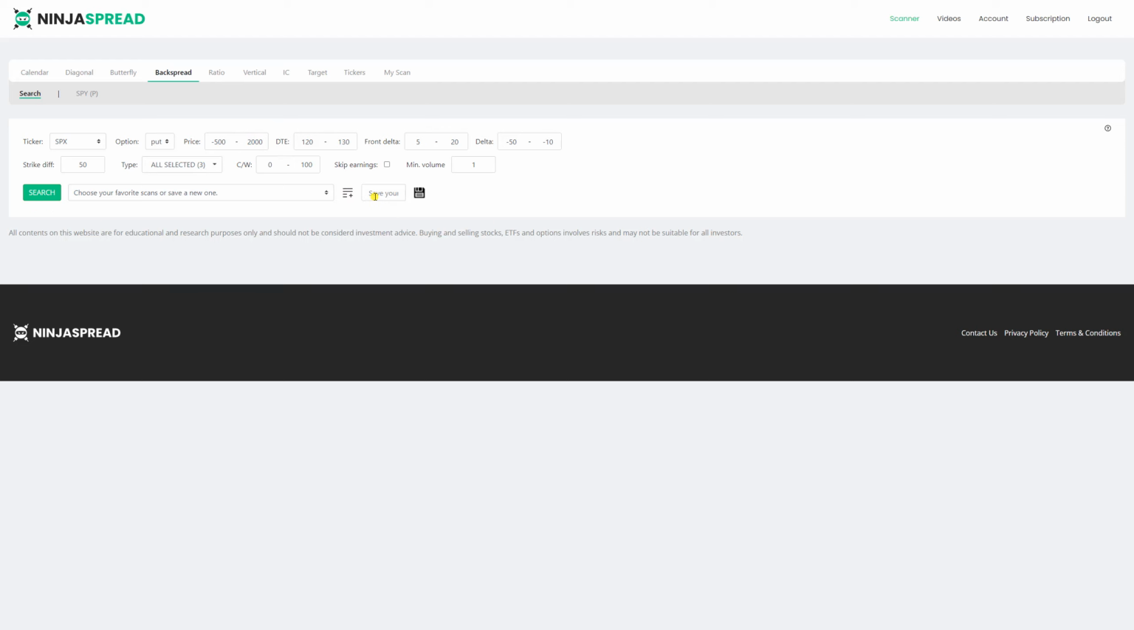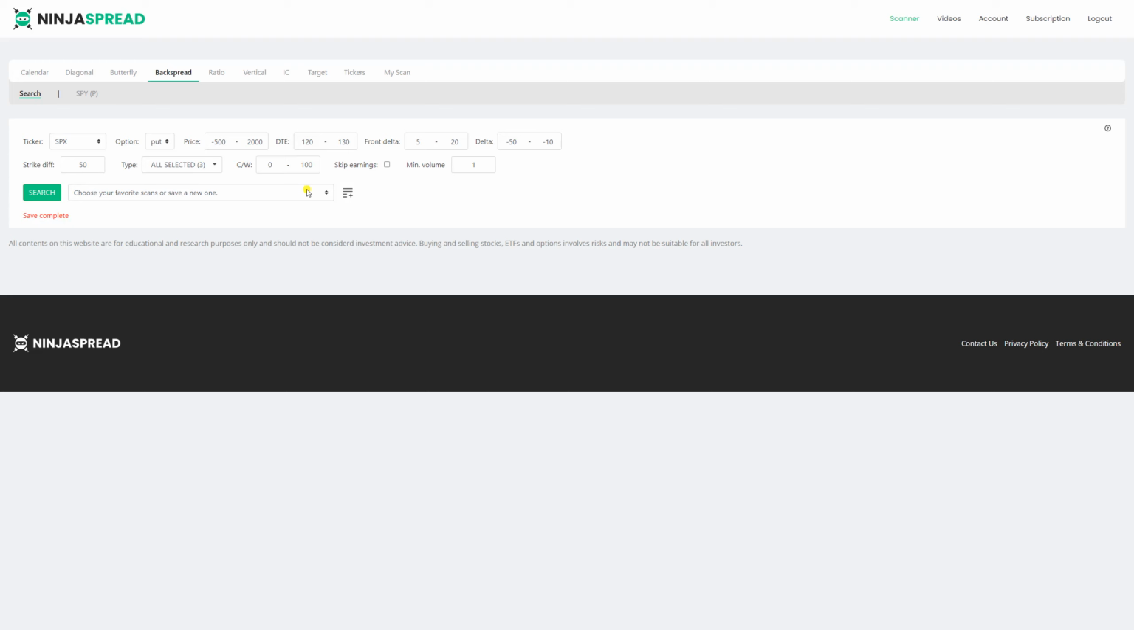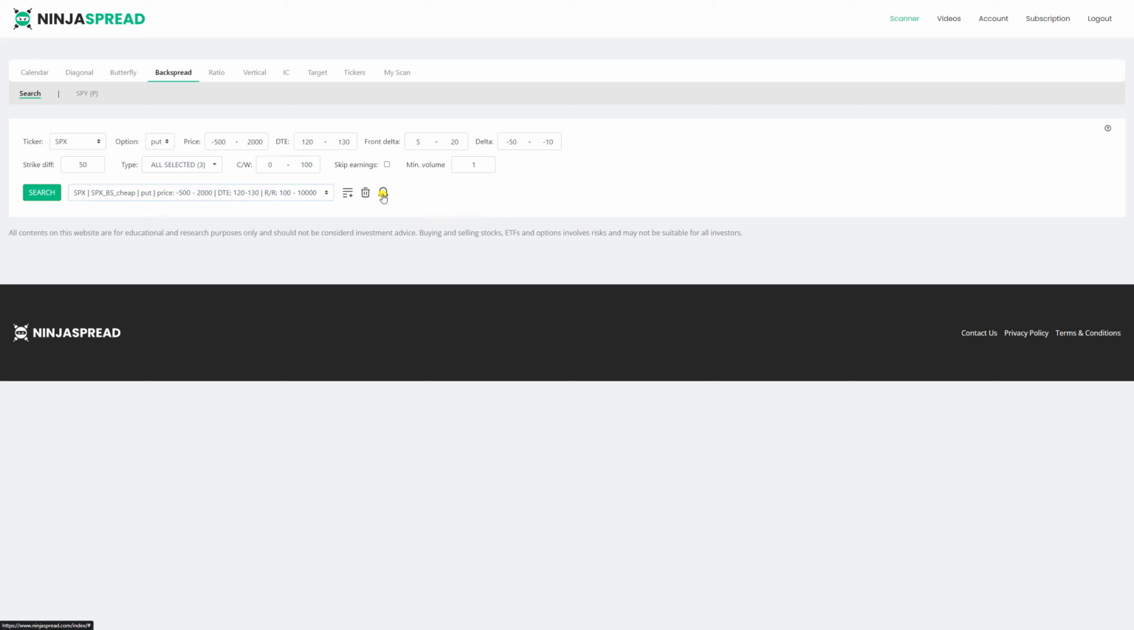But then you can save it, like SPX BS cheap. And then I can alert myself whenever this kind of backspread comes around by clicking on the alert button. So every 5 minutes, NinjaSpread will run this scan on the market data, and if it finds a put backspread with these conditions under the price of 2,000, it will let me know via email. So this is how you can alert yourself for conditions that are not available in the marketplace right now.